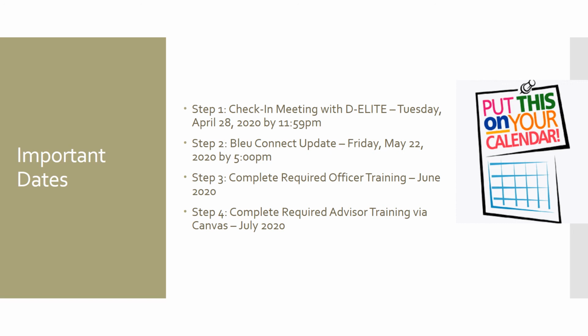Finally, we have important dates. Step 1, check in with the Elite by April 28th. Step 2, Blue Connect update for your registration renewal by May 22nd. Step 3, complete required officer training by June. And step 4, complete required advisor training by July.